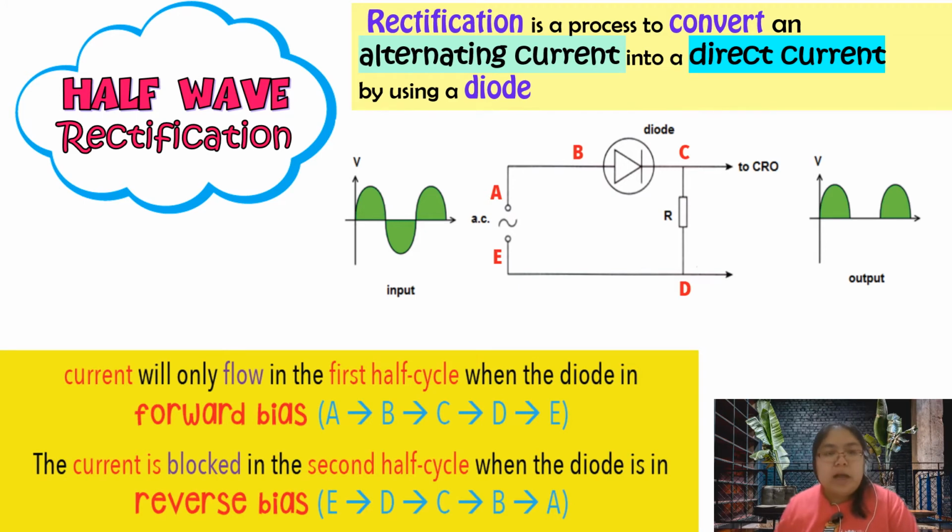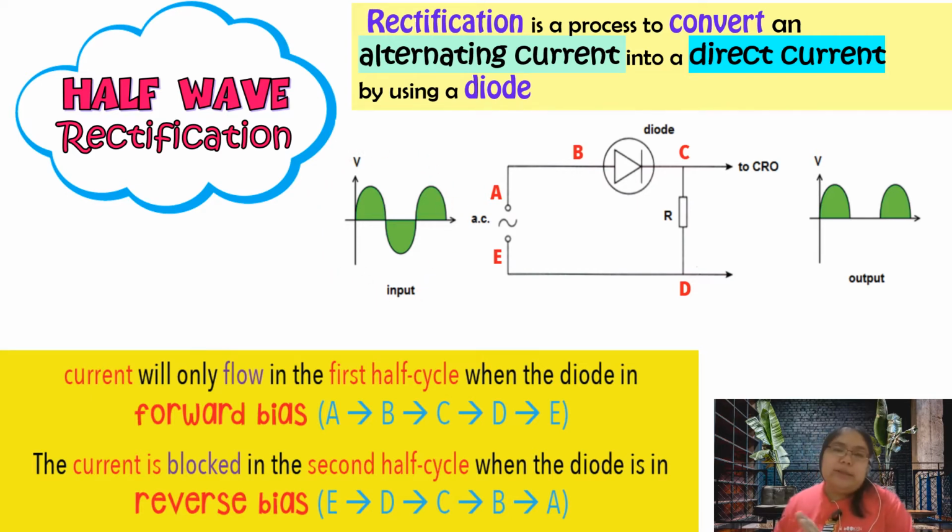Okay, we start with the half-wave. Let's see half-wave rectification. Rectification is a process to convert alternating current to direct current by using diodes. Let's see the diagram. Can you see the first one, the input? This one is an alternating current, up and down, up and down.